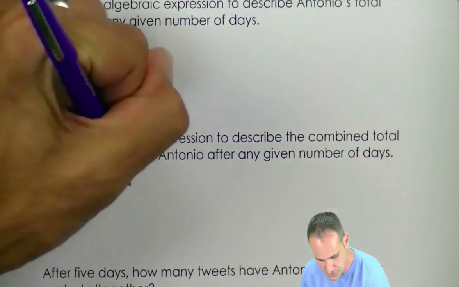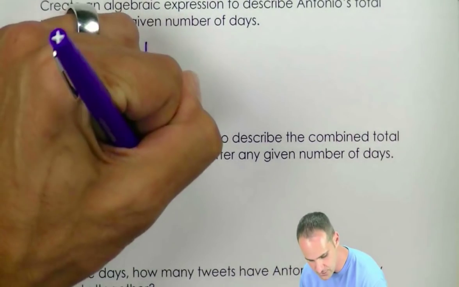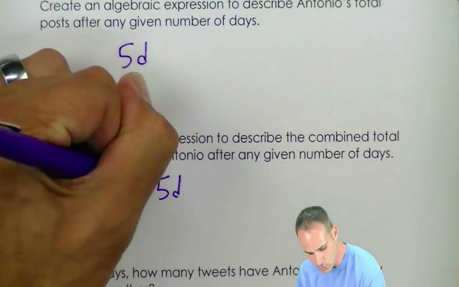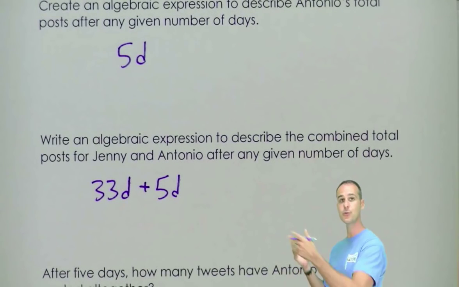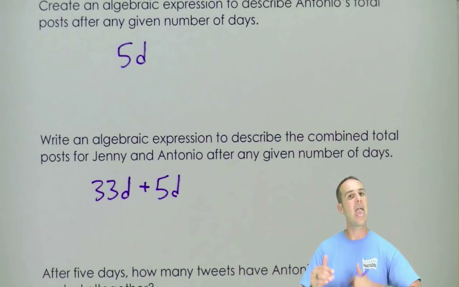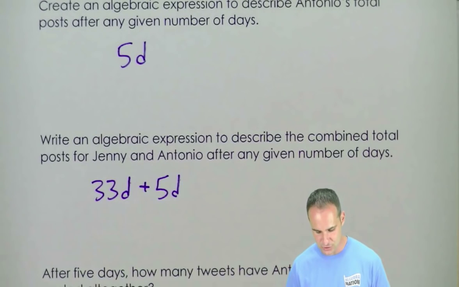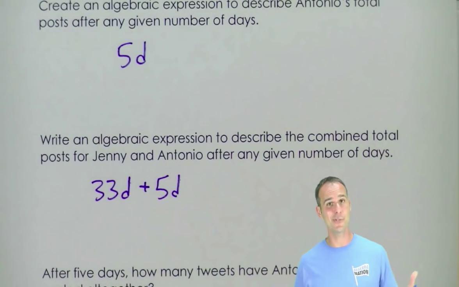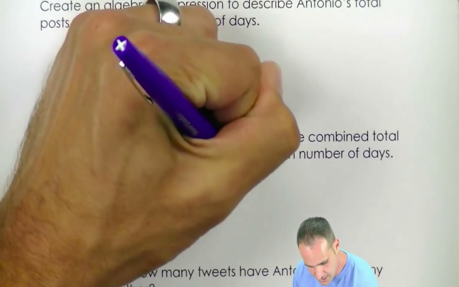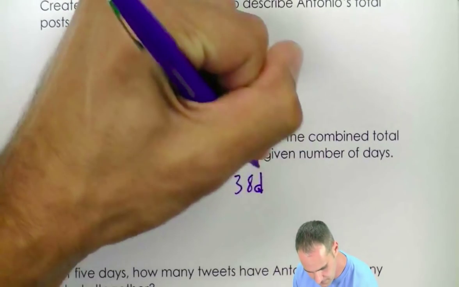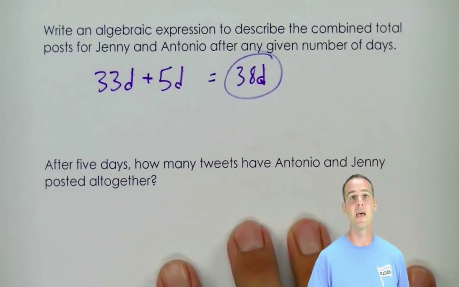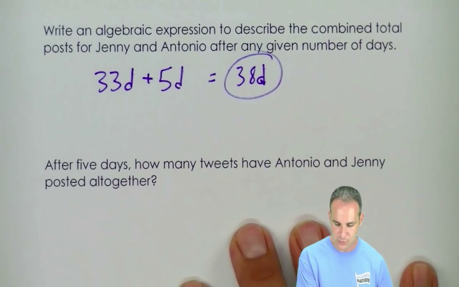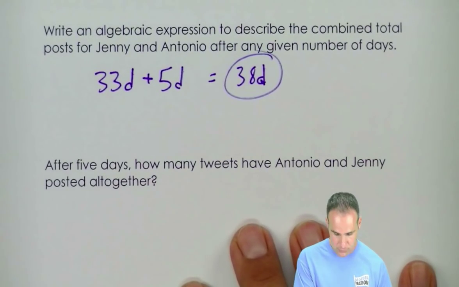So Jenny's expression was 33D, Antonio's expression was 5D, the combined total would be adding them together, and this would be an algebraic expression. If we want to write an equivalent expression, these are like terms. We could combine this to write 38D. Awesome. Now, after 5 days, how many tweets have Antonio and Jenny posted all together?